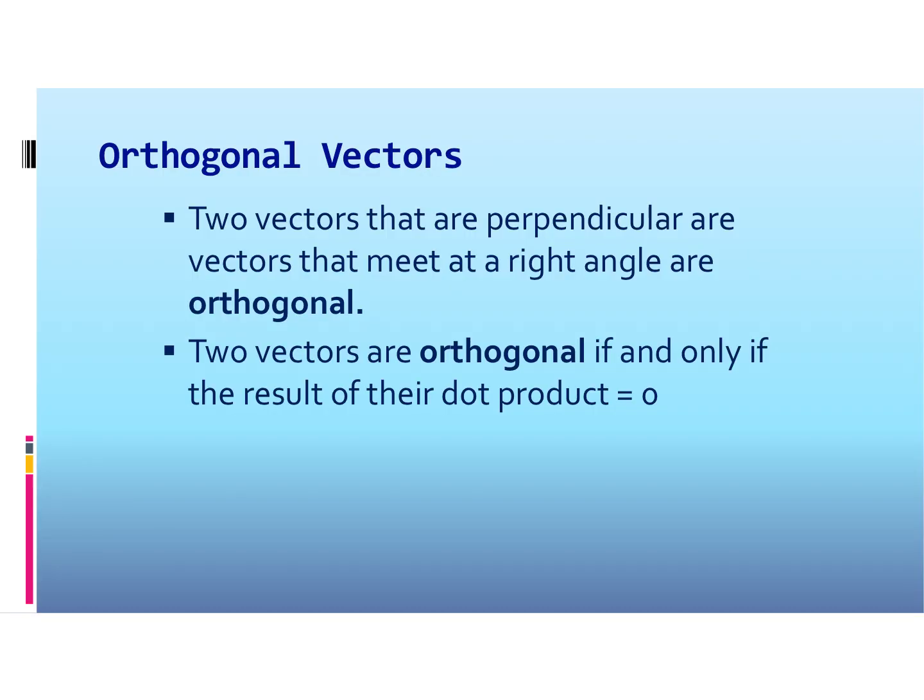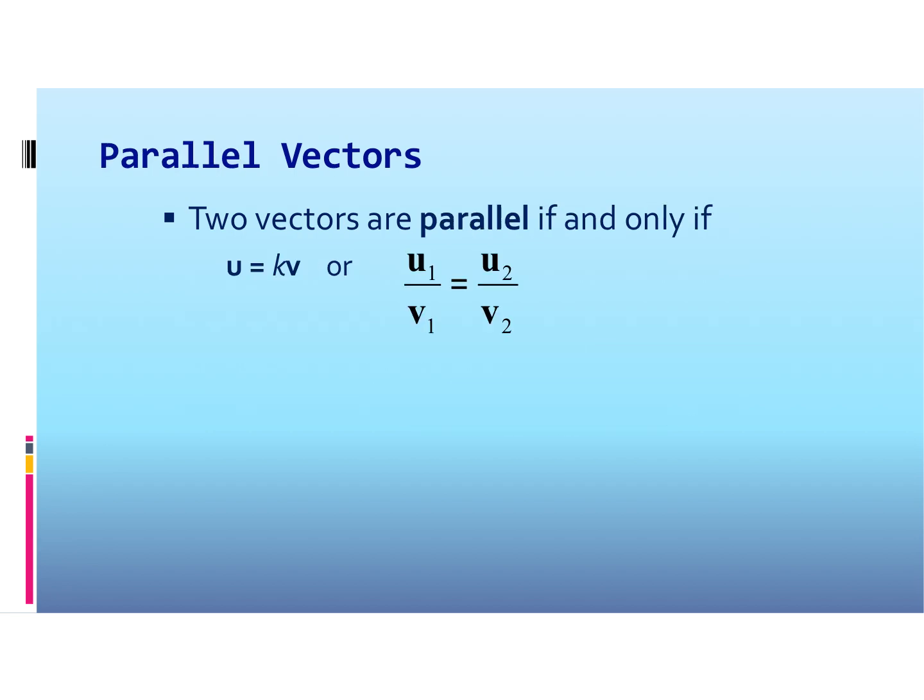It says the same thing on the next page. Two vectors that are perpendicular or vectors that meet at a right angle are orthogonal. Two vectors are orthogonal if and only if the result of their dot product equals 0. We can also have parallel vectors. So parallel means that they have the same slope, they'd never touch. Two vectors are parallel if their proportions are the same. So if we would take the first number in vector u over the first number in v equals the second number in u over the second number in v. So the first over the first equals the second over the second. So we want to see if they're proportional, then they are parallel.